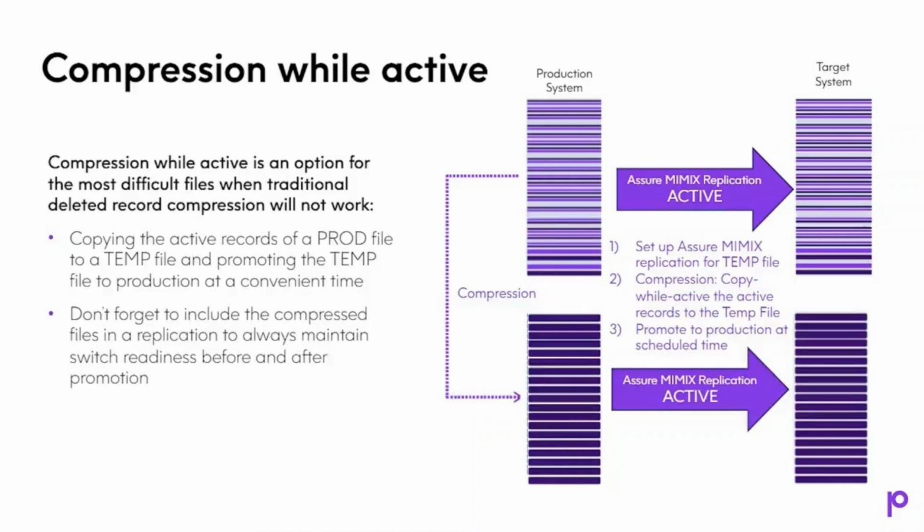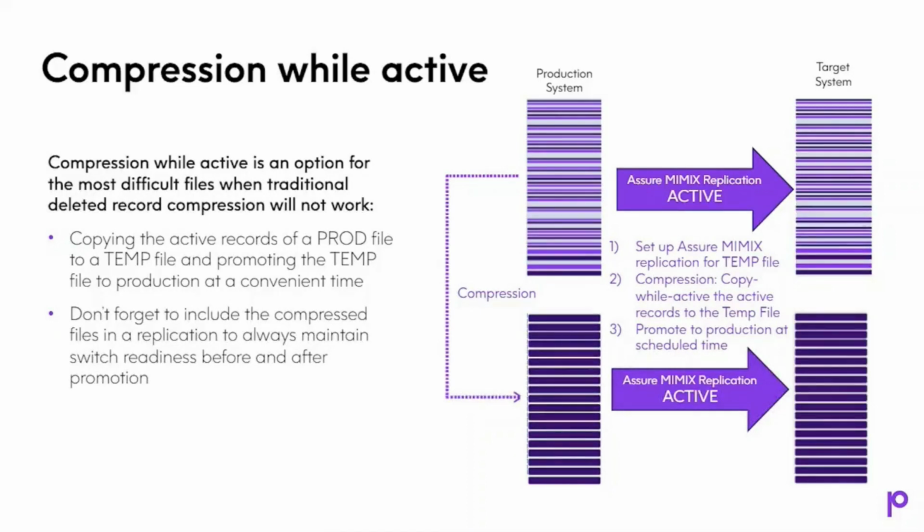You've got your production system with a whole bunch of deleted records there, and we're going to copy that record by record, except without the deleted records, to the temporary library. And then we will protect both of those files along the way, because we don't want any kind of switch readiness issue. So set up the copy, do the compression, and then promote.